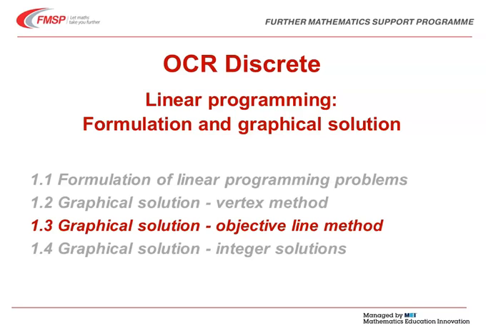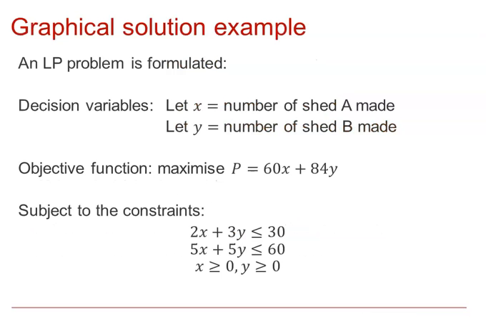Hello, this is the third video of a linear programming series of the OCR Discrete Further Maths. It looks at using an objective line method within the graphical solution process. This is a linear programming problem in the right formulation of decision variables, objective function, and constraints, which was used in the previous video.